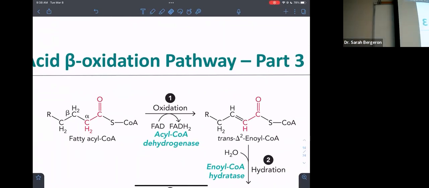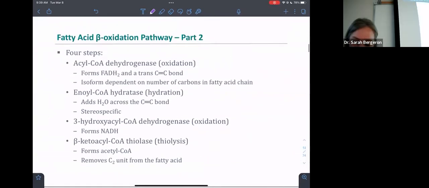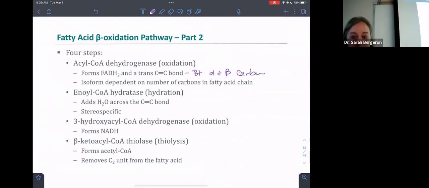So this was our original double bond. It's not a carbon-carbon double bond, it's a carbon-oxygen double bond, right? So the new one is between alpha and beta. If you want to add that to your slide up here, between the alpha and beta carbon, then we're going to add the water across that new carbon-carbon double bond between the alpha and the beta.